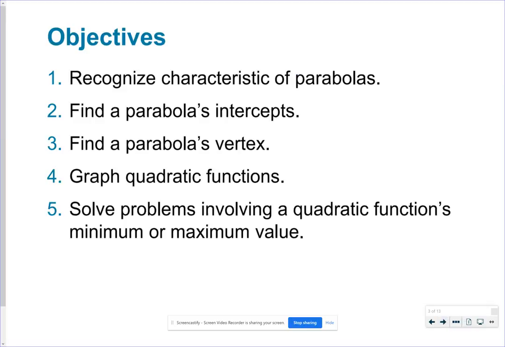Our objectives are, can we recognize characteristics of parabolas? Can we find the intercepts, both x and y, for the parabola? Can we find a parabola's vertex? Can we graph quadratic functions, which are just parabolas? And can we solve problems where we have to maximize or minimize a quadratic function's values?